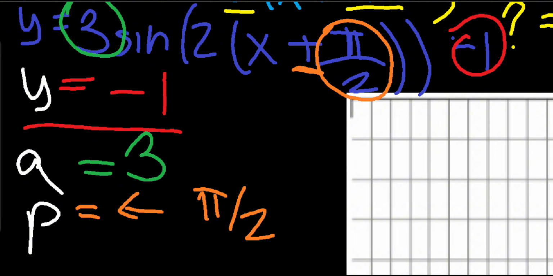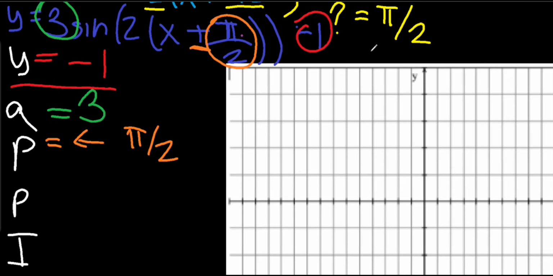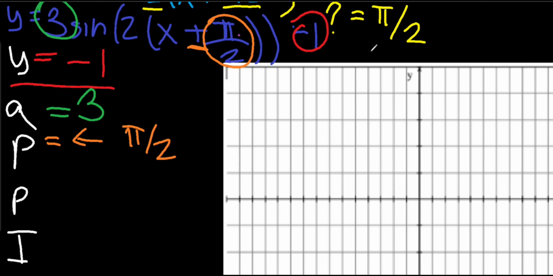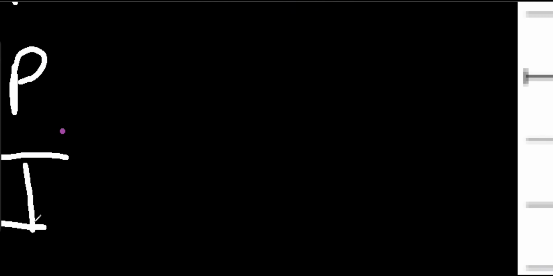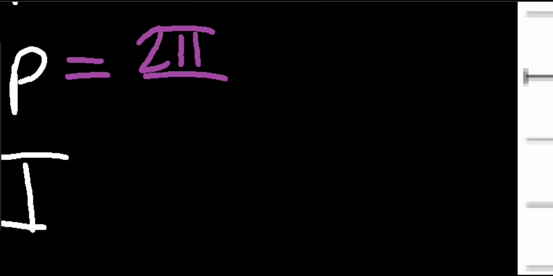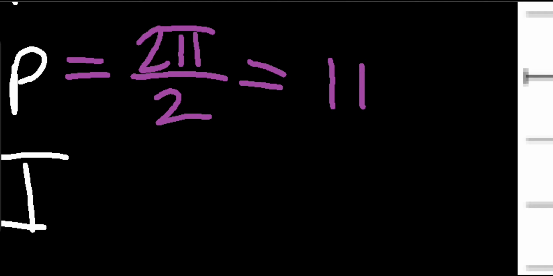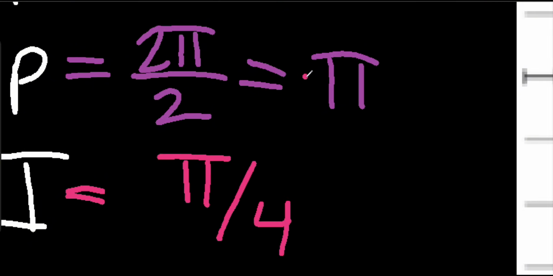Okay, our second P is for the period because you need to figure out how big one period of your graph is. So again, to find the period, we're going to use 2 pi over b. And in this case, b is 2. So if we plug that in, we'll get 2 pi over 2, which is just pi. So our period is pi. Finally, our increment is 1/4 of the period, so that's just pi over 4.